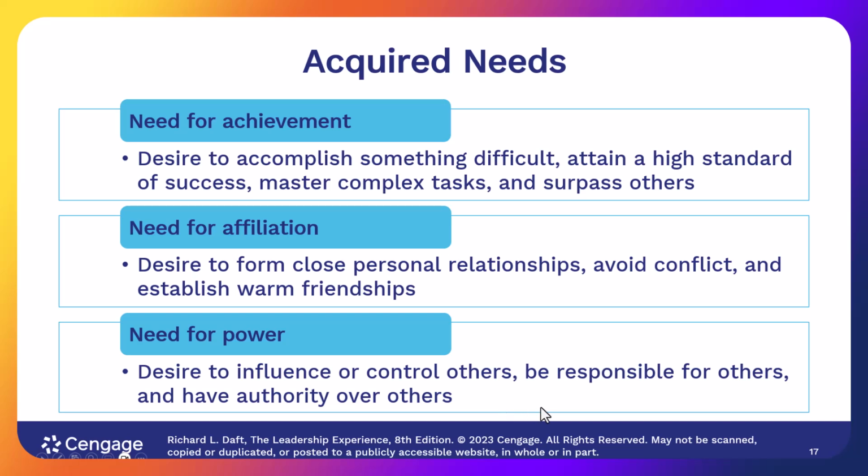Acquired needs: need for achievement, need for affiliation, need for power. So when you look at the need for achievement, it's the desire to accomplish something difficult, attain a high standard of success, master that. So this is basically going from one level of performance to another, maybe in a particular task or something.